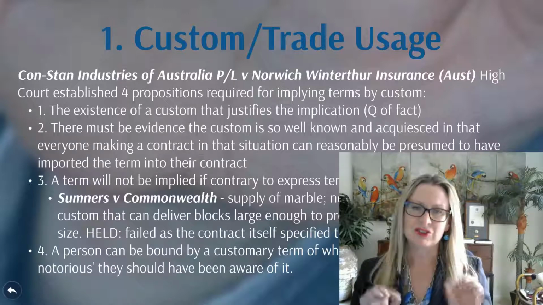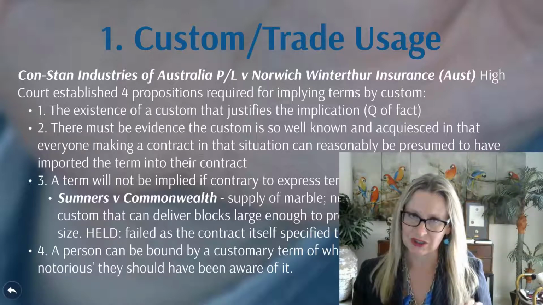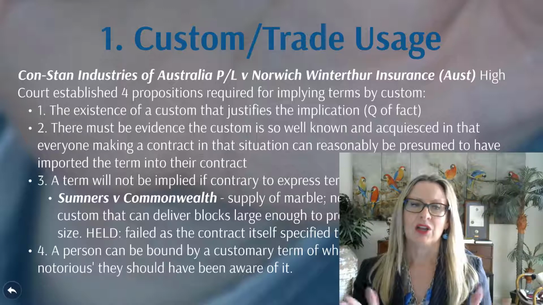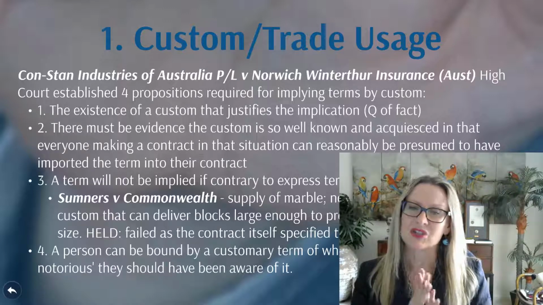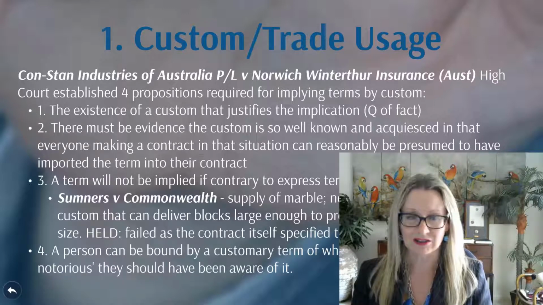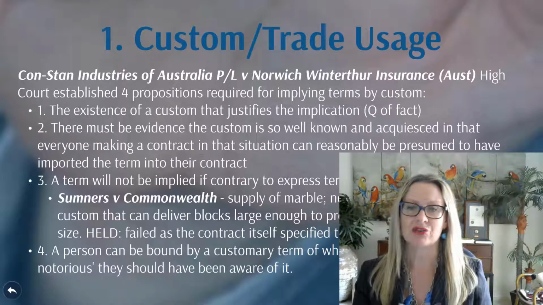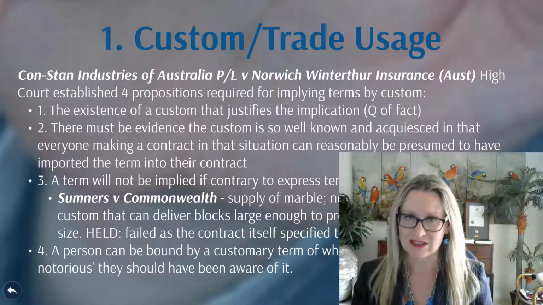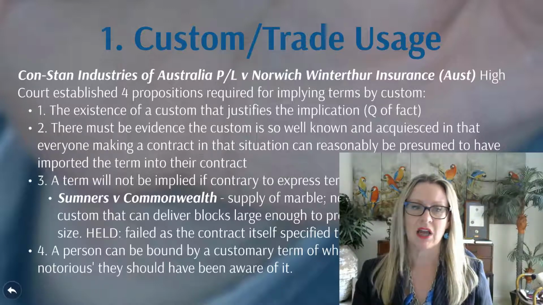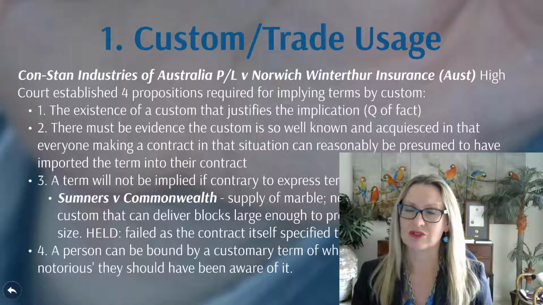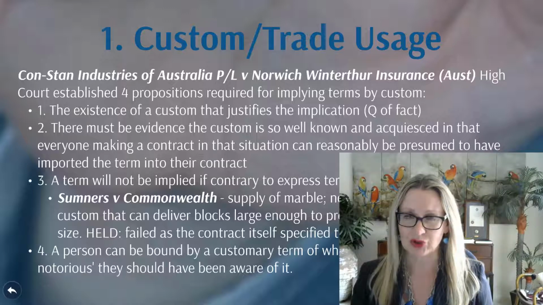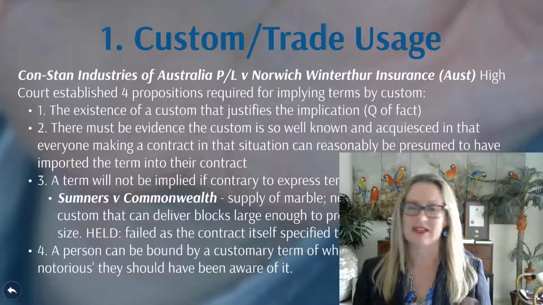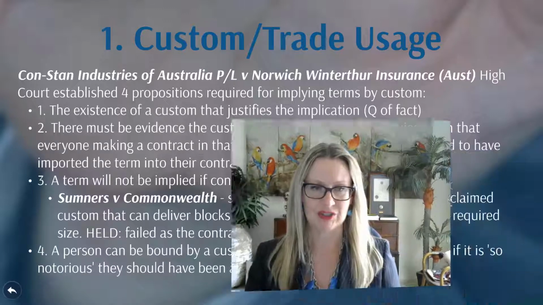But it's not just sufficient to show the court that a custom exists, okay? You have to be able to show that the custom is so well known and acquiesced in that everybody making a contract in those circumstances can be presumed to have imported that term into their contract. And obviously in Constan, the policy owner was unable to show sufficient evidence that would satisfy those propositions.